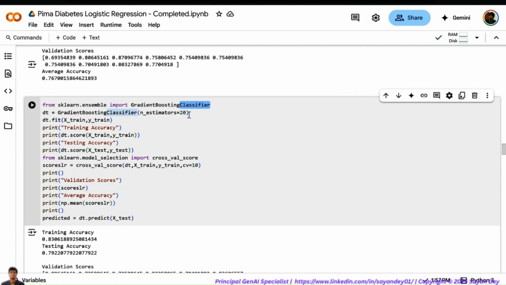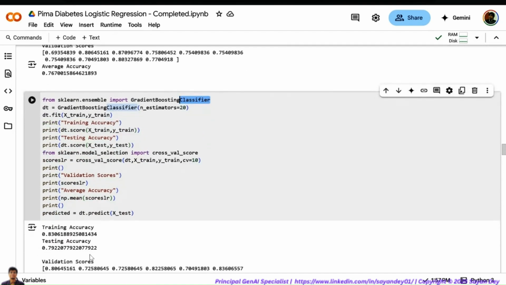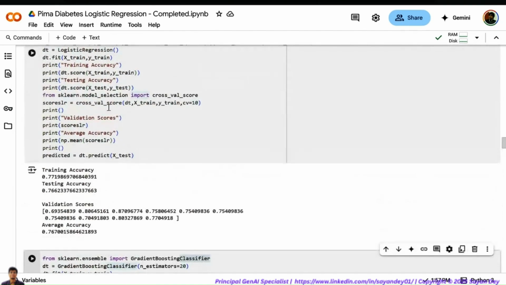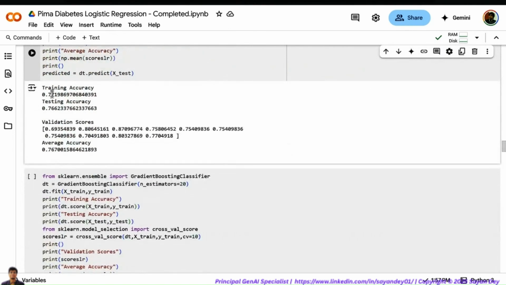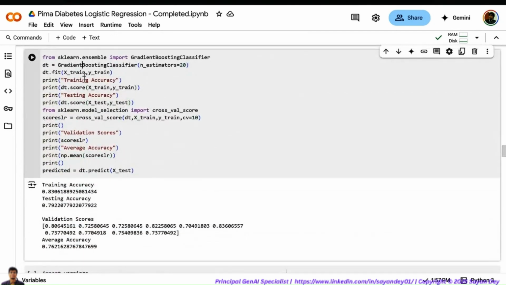N estimators will be a hyperparameter, but one key learning is that the model is a little better. I think you can clearly see that compared to the linear logistic regression baseline model, which is giving us 77, 76, the gradient boosting is giving us 83, 79. It's not great. It's not brilliant. But we can still say that we have incrementally built a better model. This is a model that is working out better than what we had. So this is the incremental improvement that we are able to get here.